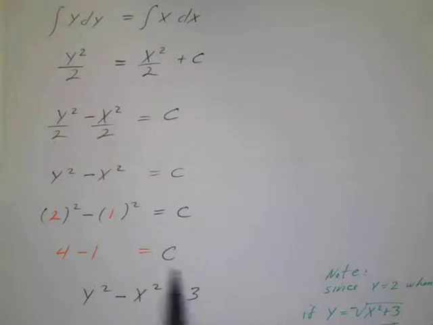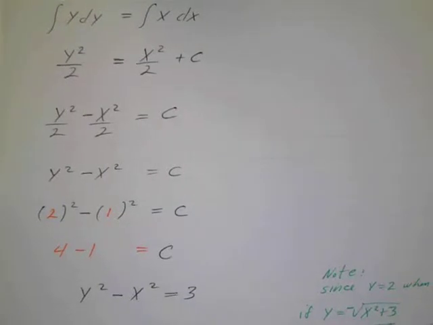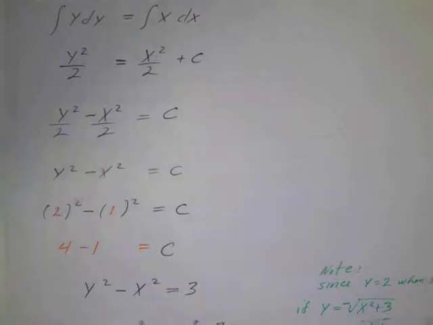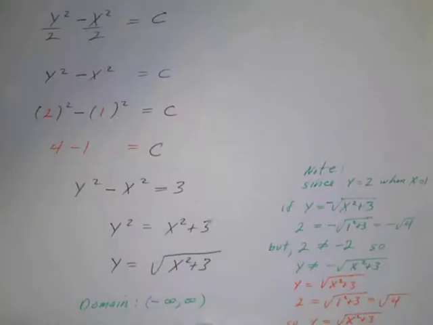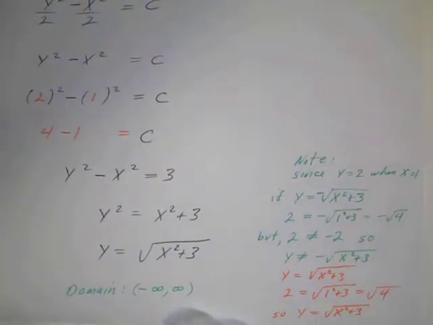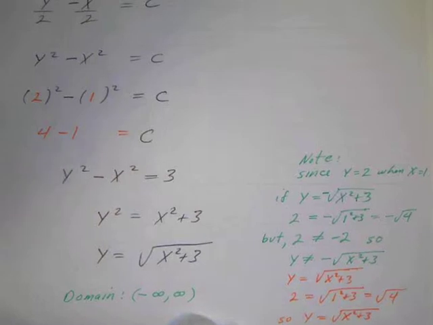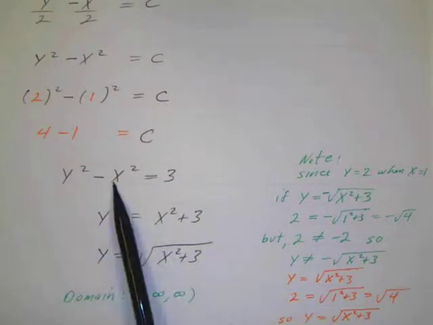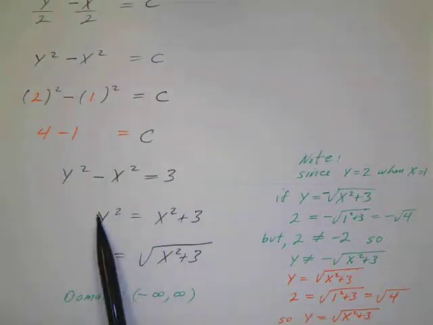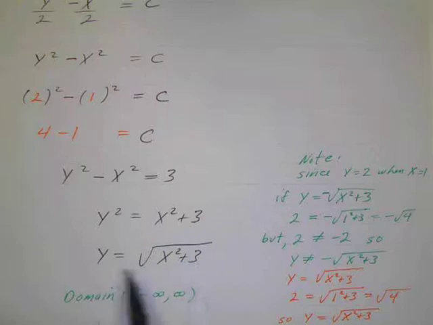And sometimes you leave the answer like this, but if you want to write it explicitly in terms of y, we can solve that for y. So this is what I did over here. I just added x squared to both sides. So move the x squared over there. So y squared equals x squared plus 3, and y equals the square root of x squared plus 3. Now, this could be plus or minus.